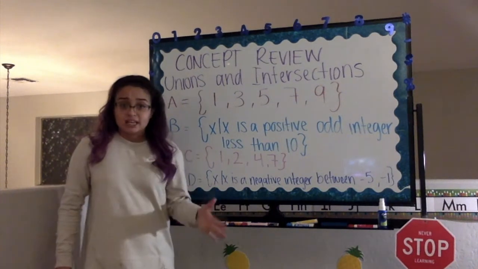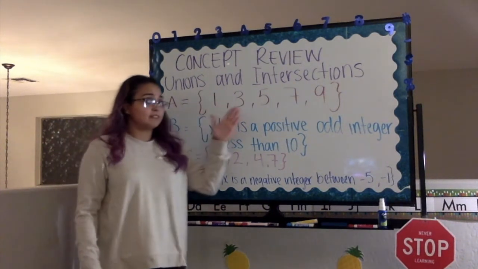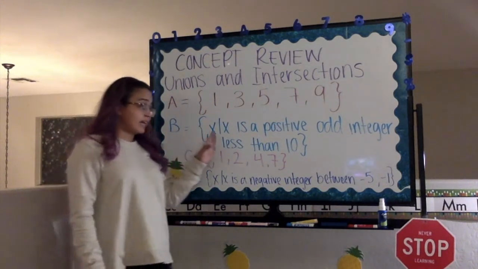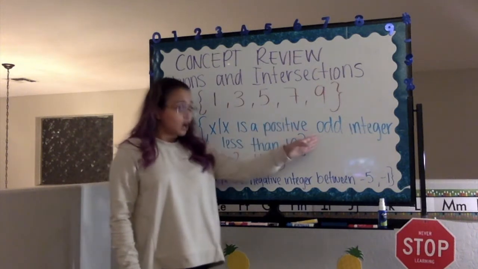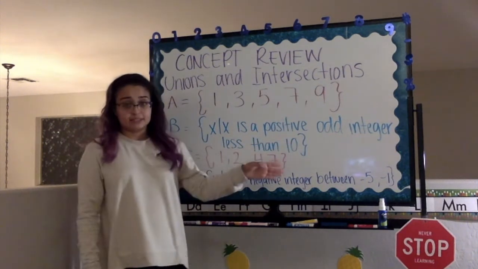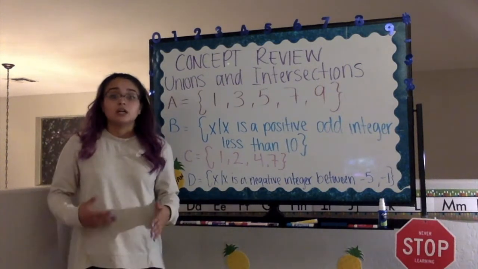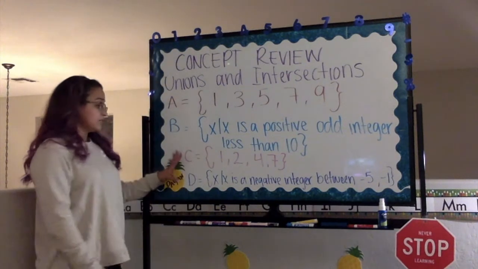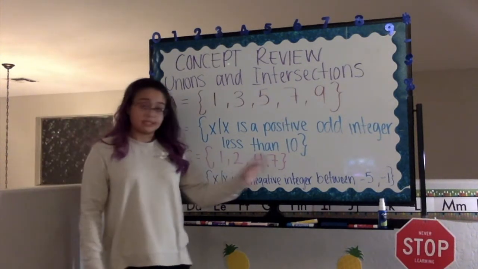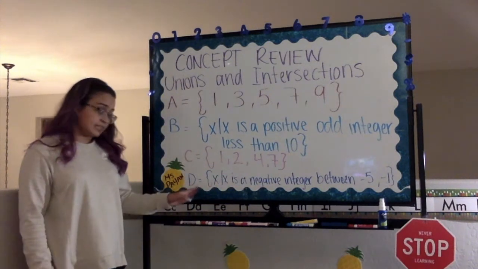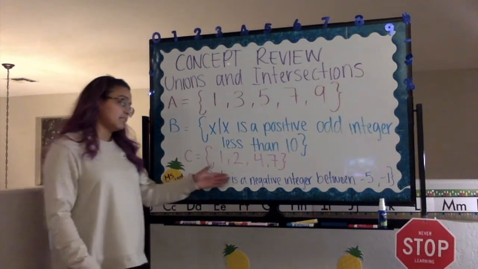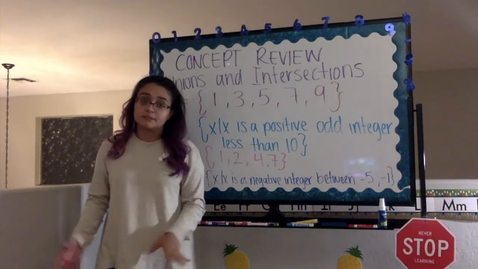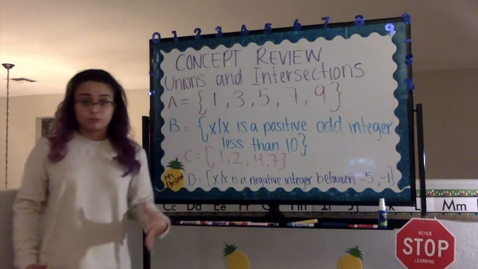Now, our first set, which is set A, we have 1, 3, 5, 7, and 9. For set B, we have x is a positive odd integer less than 10. That's a description of what the set should look like, okay? For set C, we have 1, 2, 4, and 7. And for set D, we have another description, which is x is a negative integer between -5 and -1. Again, another very specific description of what we're looking for. Okay?